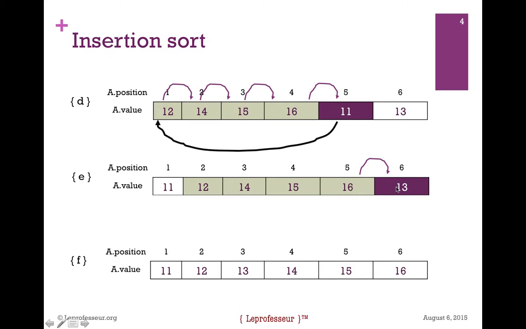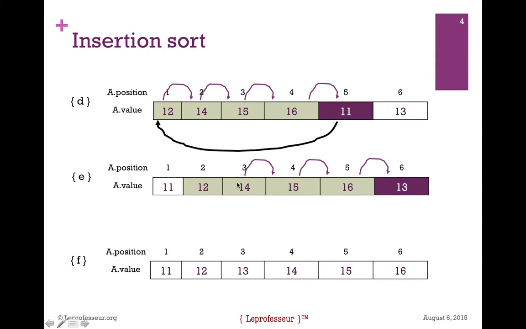And then we compare 13 with 15, and we find 13 is less than 15, so we do the same operation, move 15 to the next position. So move 15 from 4th to 5th. Then we keep on doing the same thing, we find that 14 is bigger than 13, move 14 to the next position, that is 4.